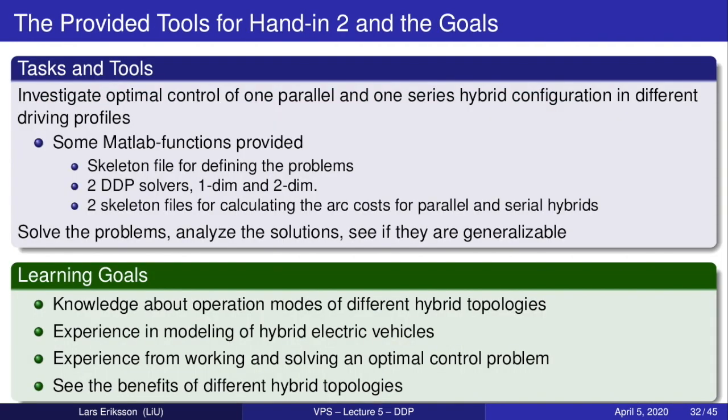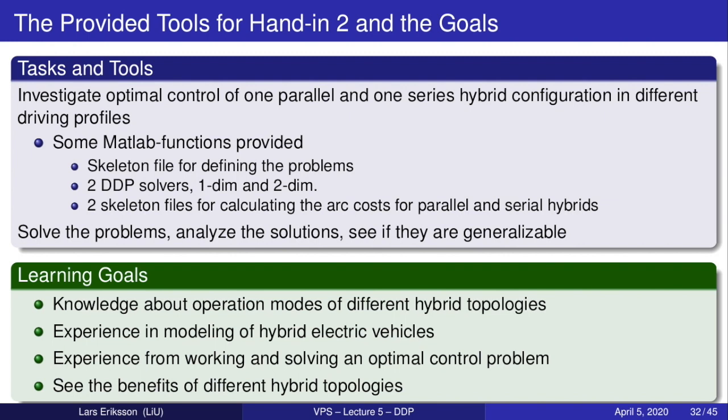The provided tools for your hand-in and your goals are to investigate optimal control of one parallel and one series hybrid configuration in different driving profiles. You have a set of MATLAB functions provided. There's a skeleton file that defines the problem. Then there are two DDP solvers, one one-dimensional and one two-dimensional. The one-dimensional is suitable for the parallel hybrid, while the two-dimensional is suitable for the series hybrid. Then there are two skeleton files for calculating the arc costs for the parallel and the series hybrids. So you will solve the problems, and you will analyze the solutions and see if they are generalizable.